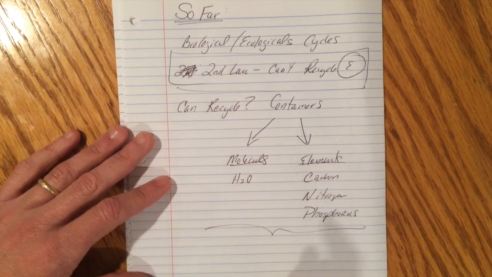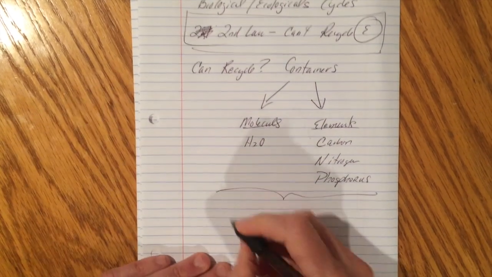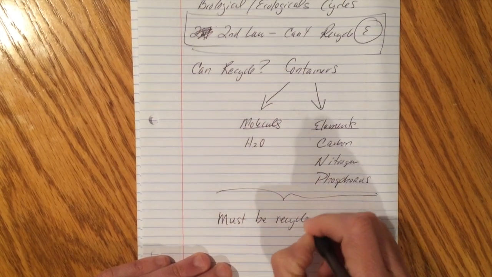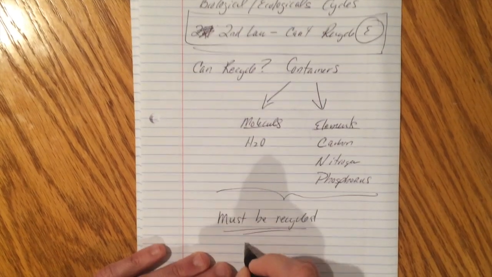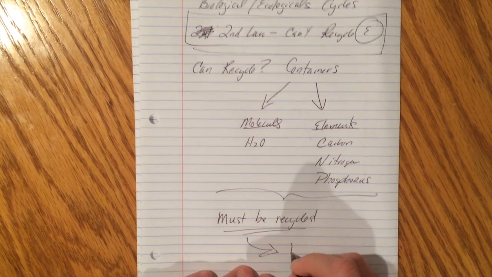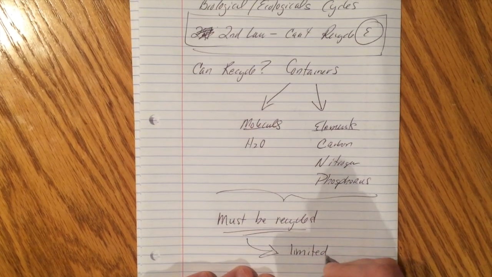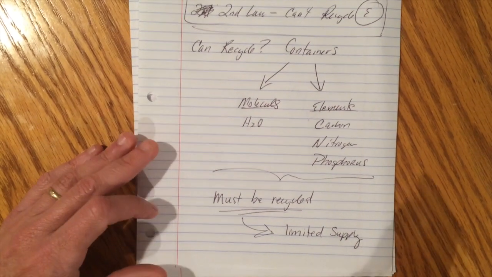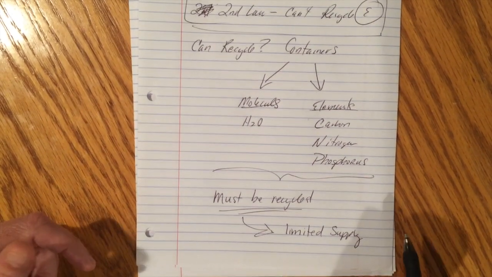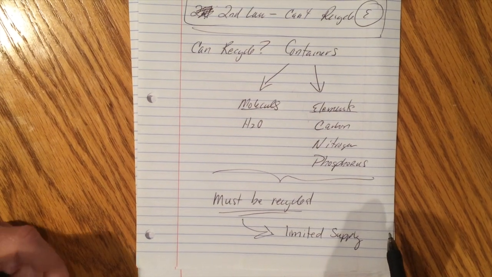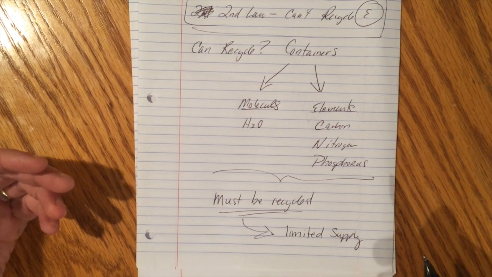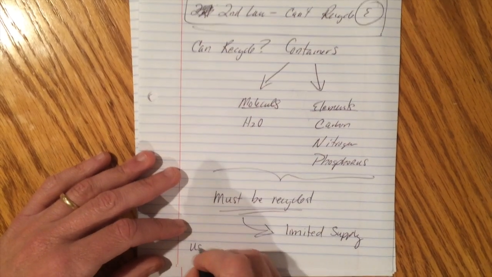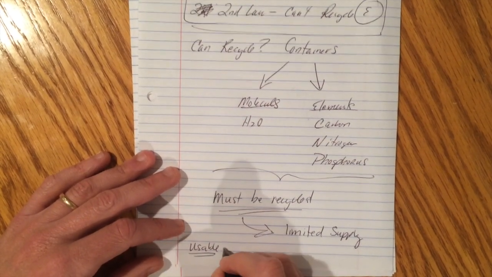These, not only can they be recycled, they must be. And why is that? Because they're in limited supply. Our planet only has a limited amount of each one of these things. And you're like, hey, Scurvy, man, there's water everywhere. Well, the reality is there is a lot of water on our planet. But how much is usable? How much usable water is there?